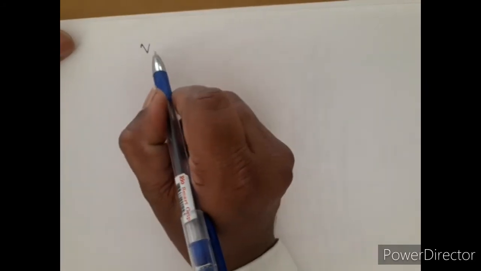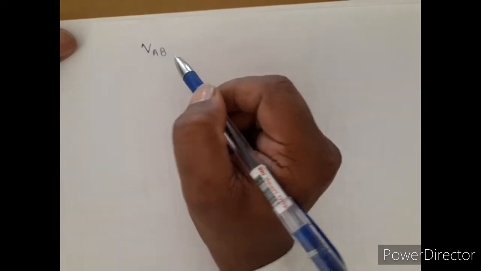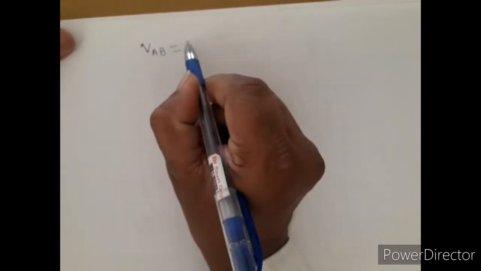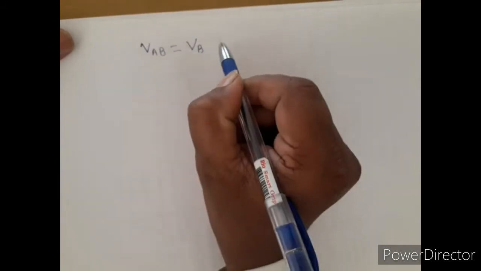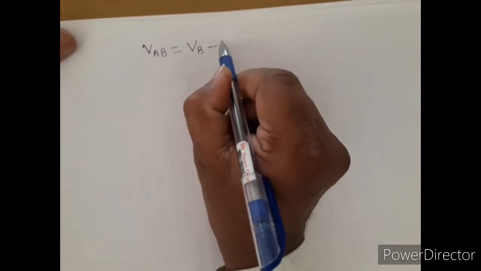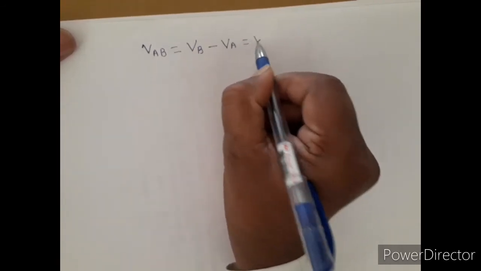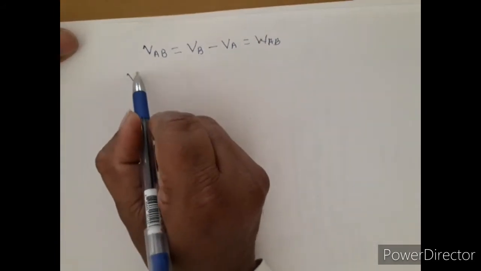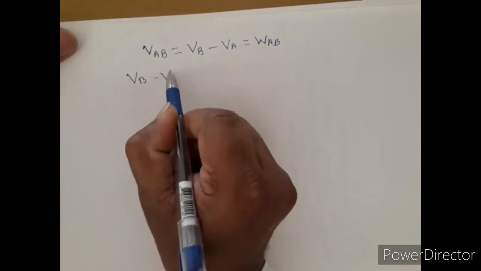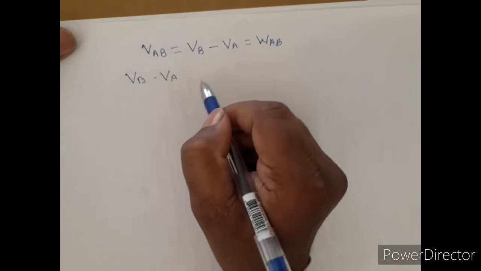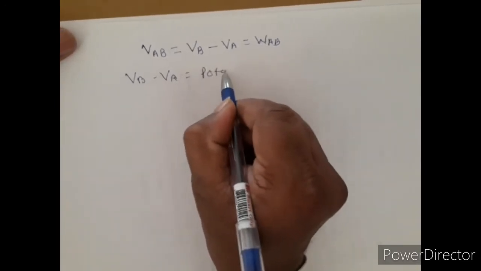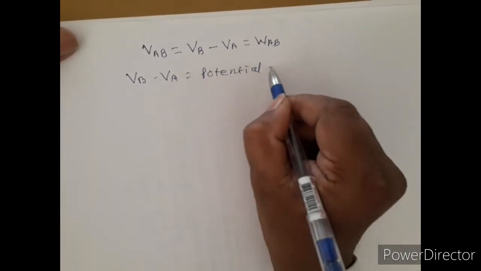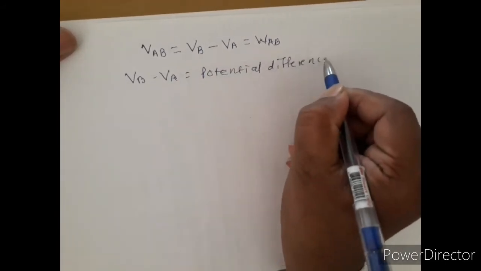So let's see its mathematical expression. Suppose V is the potential difference between electrodes A and B. It can be denoted as VB minus VA is equal to the work done at AB, which is the potential difference, PD.